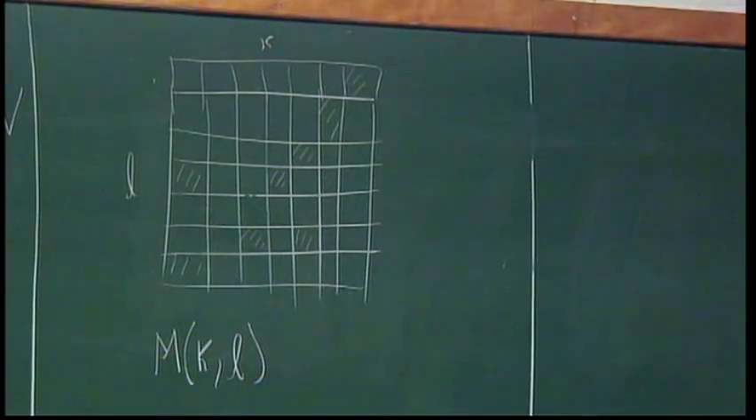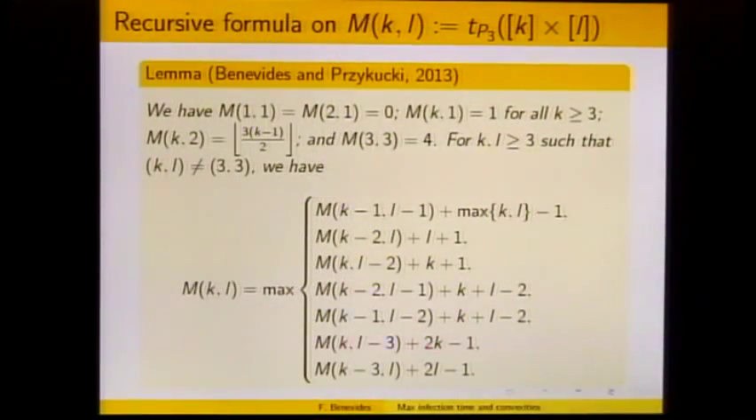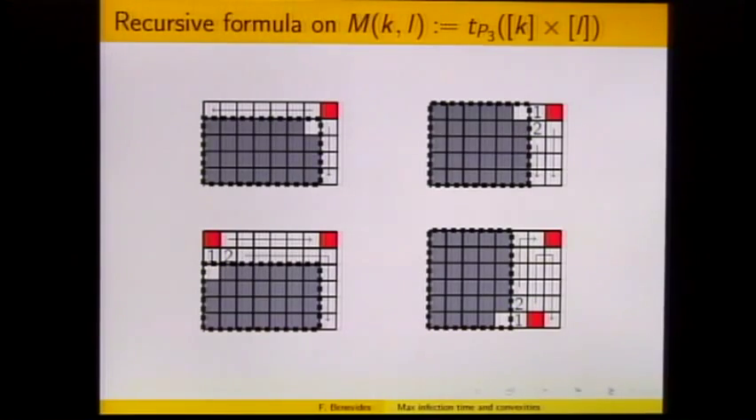So to infect the whole thing in k by L, I will first infect the (k minus 1) by (L minus 1) square, and then I'll take some extra time, which is the maximum between k and L minus 1. And then you have these other cases which are analogous. So the first step was to actually prove that one of those things must happen, which is not so obvious because of the counterintuition in the problem.